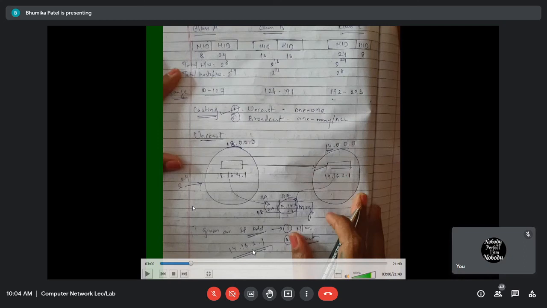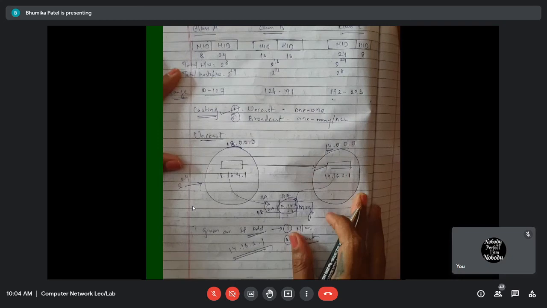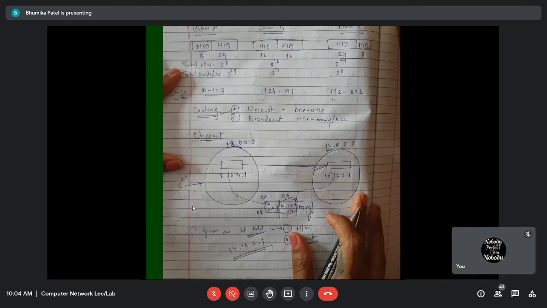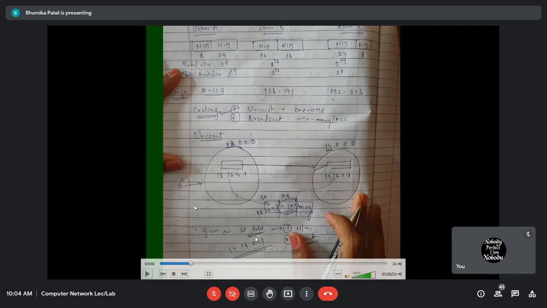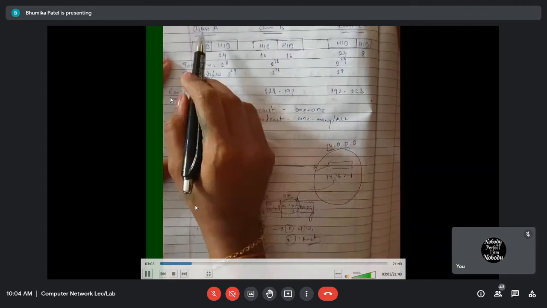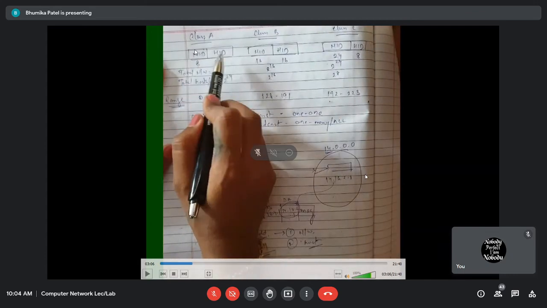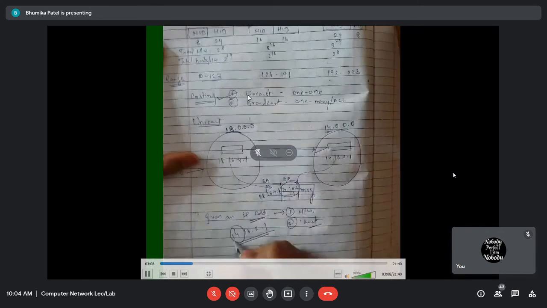So from this IP address, it has to identify the network address. We are given the device's IP address, but from it, the first thing to find is the network IP address. How will it find that? From this, we can say it is class A, because the range of class A is 0 to 127, and the first 8 bits represent the network ID and the last 24 bits represent the host ID.